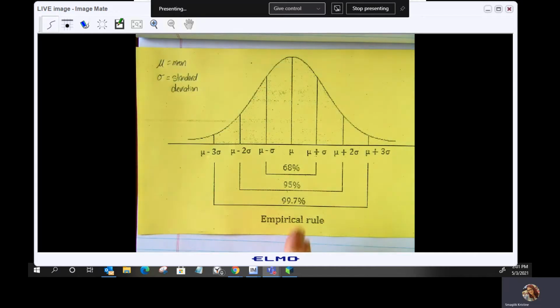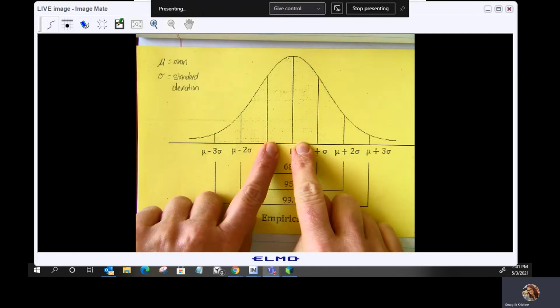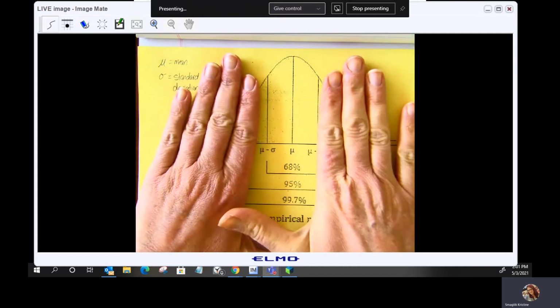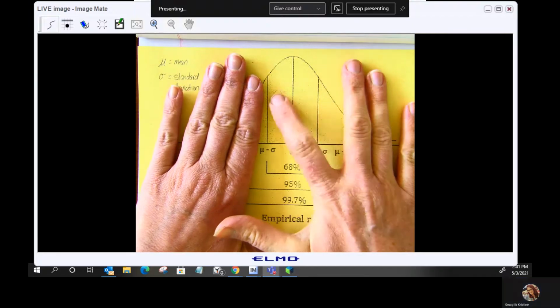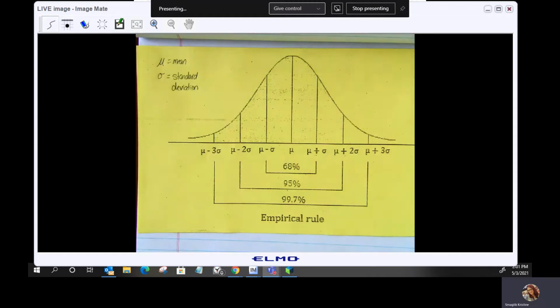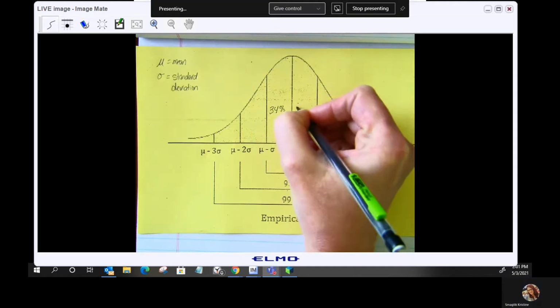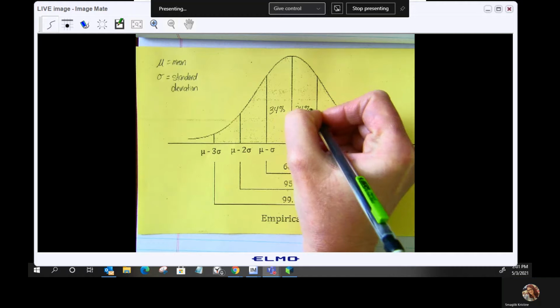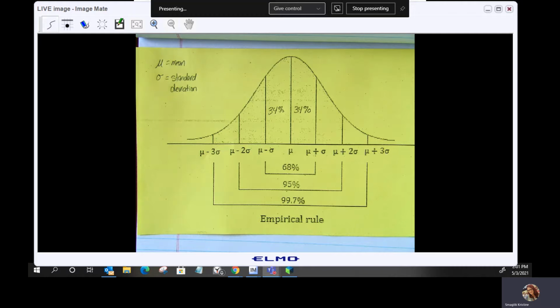And so let's break this apart to see how much data is in each one of these sections. If I'm just looking at one standard deviation from the mean, and I know that there's 68% of my data in there, well, these are equal parts. So if I take 68 and divide it by 2, I get 34%. So each of these little portions has 34% of the data.